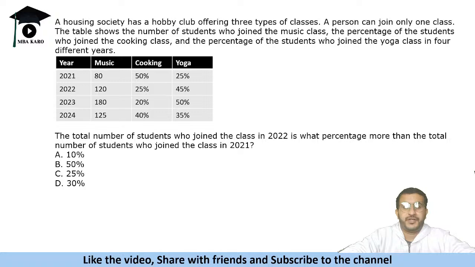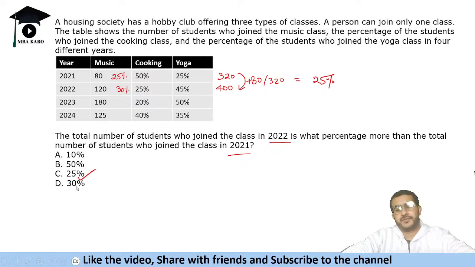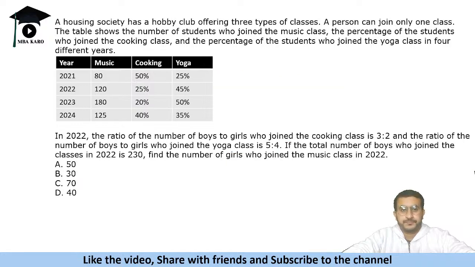So इसका भी straightforward answer है like 2022 and 21. 21 this was 25%, which is one fourth. So total 320 students, and this is 30%. So total is 400. There is increase of 80. 80 by 320 is one fourth or 25%. That is 25%. 25. Okay, all of you got this one right.